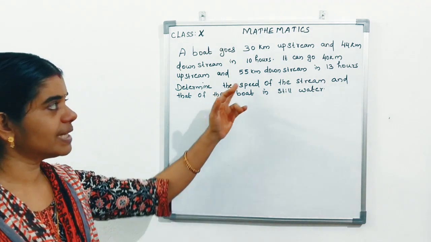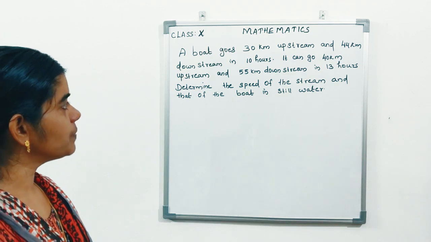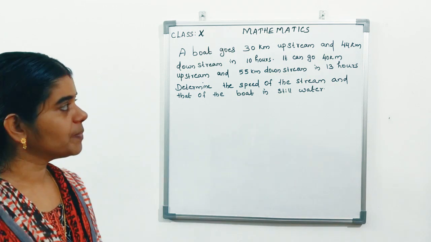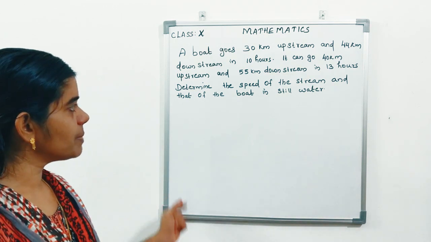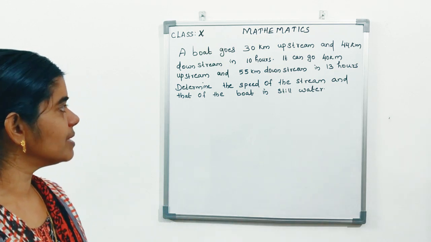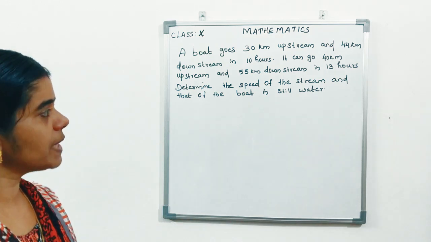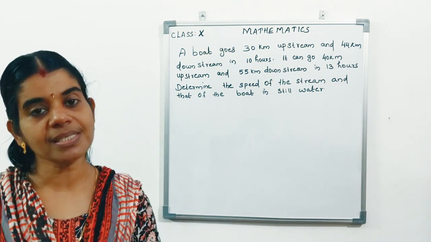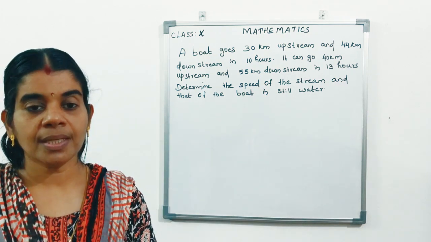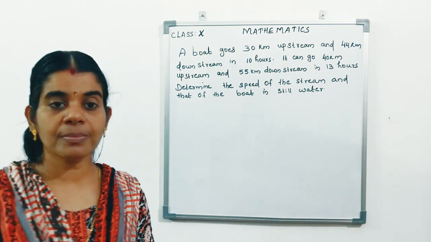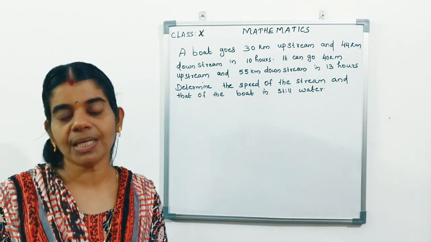A boat goes 30 km upstream and 44 km downstream in 10 hours. It can go 40 km upstream and 55 km downstream in 13 hours. Determine the speed of the stream and that of the boat in still water. We already studied these upstream downstream questions in quadratic equations.